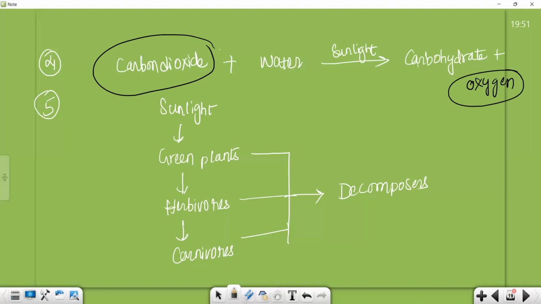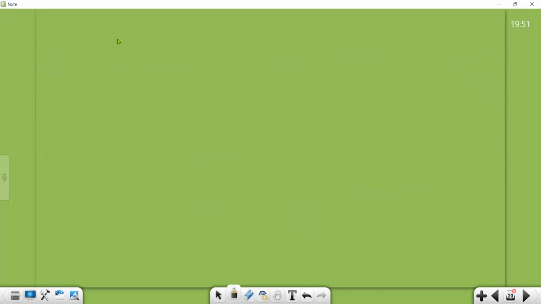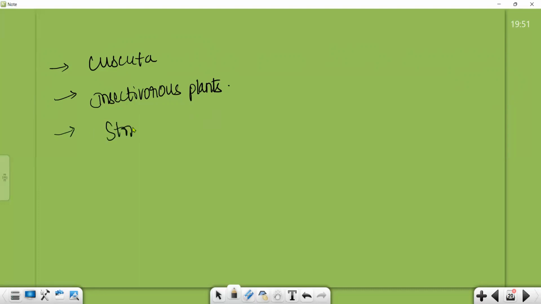Next, have we completed all the questions? The next question. Name the following. A parasitic plant with yellow, slender and tubular stem. Which plant, students? We already discussed. Yellow color, climber-like structure, what is it called? Cuscuta, right? Next. A plant that has both autotrophic and heterotrophic mode of nutrition is called? Insectivorous plant. Okay, so it lacks nutrients. To balance those nutrients, it takes insects. Next, the pores through which leaves exchange gases are called? Stomata.